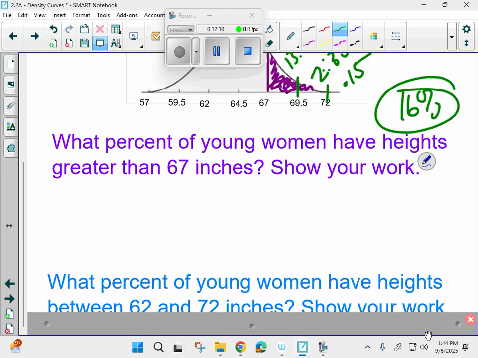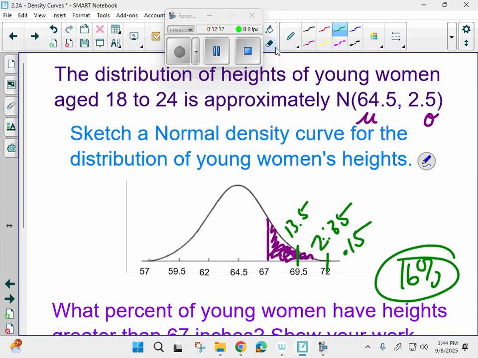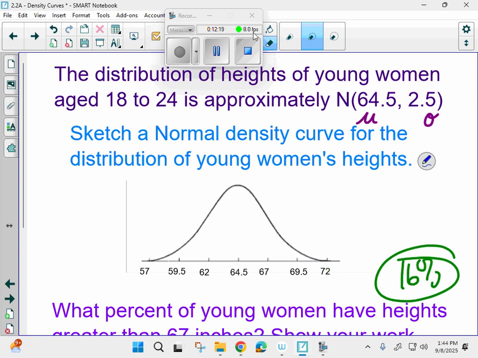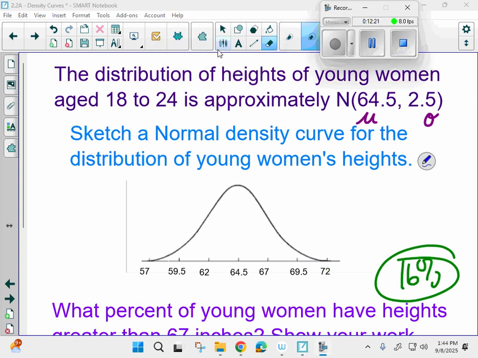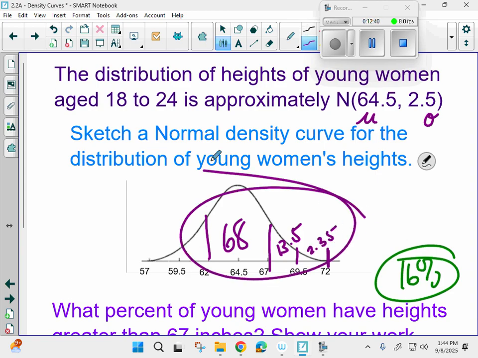What percent of young women have heights between 62 and 72 inches? So again, from 62 to 72, let's see where that falls. So I have 62 to 72. All right, how much of the data goes right here? Okay, how much goes right here? And how much right here? Okay, add those up. Whatever that is, okay?